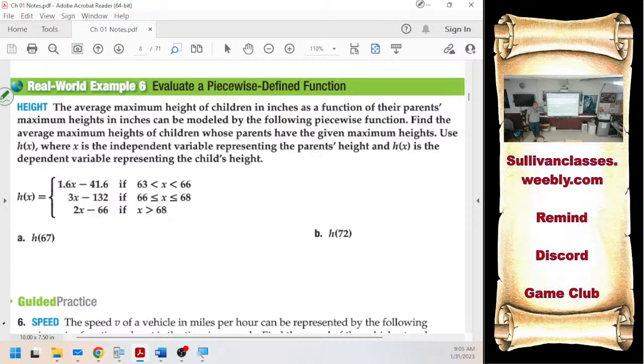Yeah. So sometimes you're going to get a function that is broken into pieces, called a piecewise function. And it says, I'm going to follow this rule here, and then I'll follow this rule there, and I'll follow this rule over now.